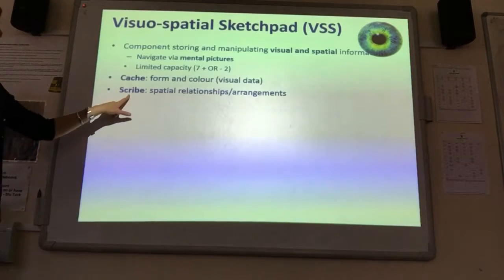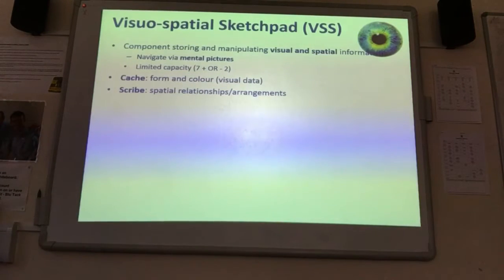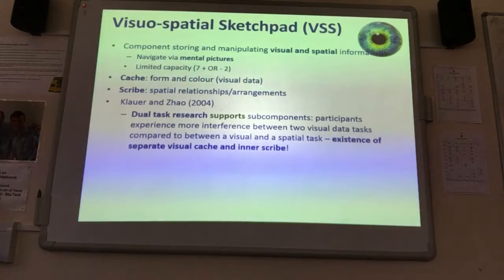The other component is the scribe, and this is the component of the VSS that deals with spatial relationships, knowing and looking at something and being able to judge how far away something is. Okay? So we have a cache and a scribe. They are both subcomponents of the VSS.